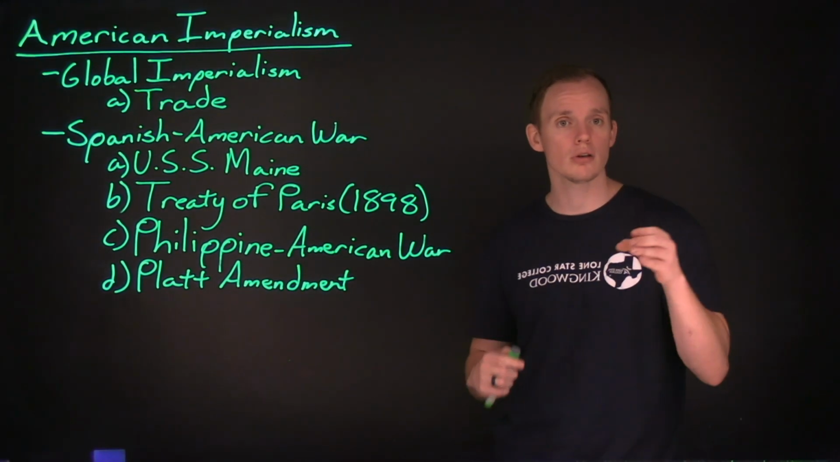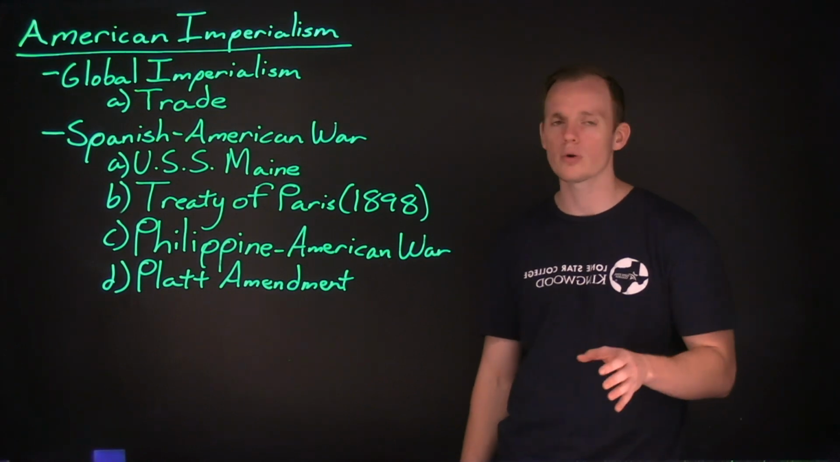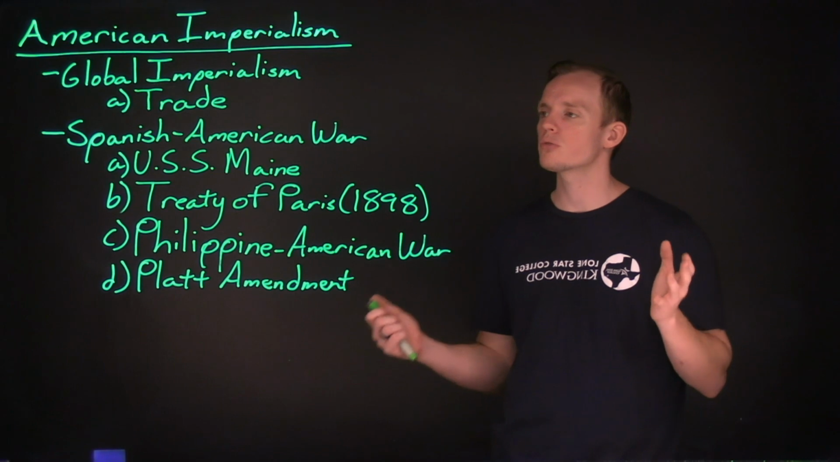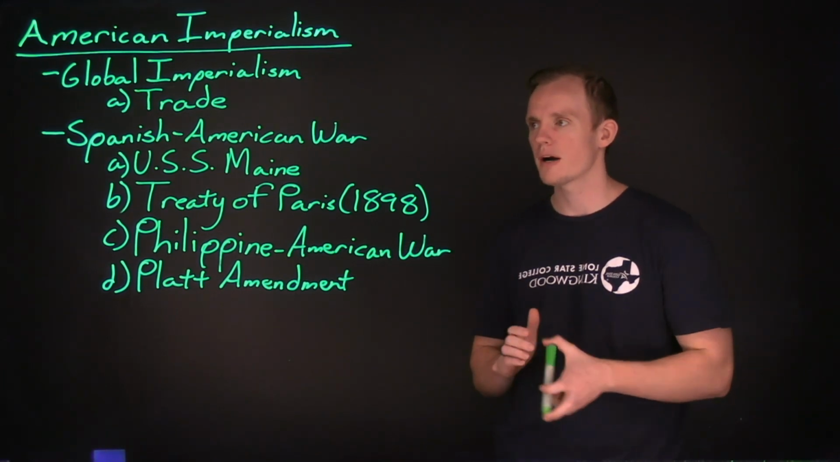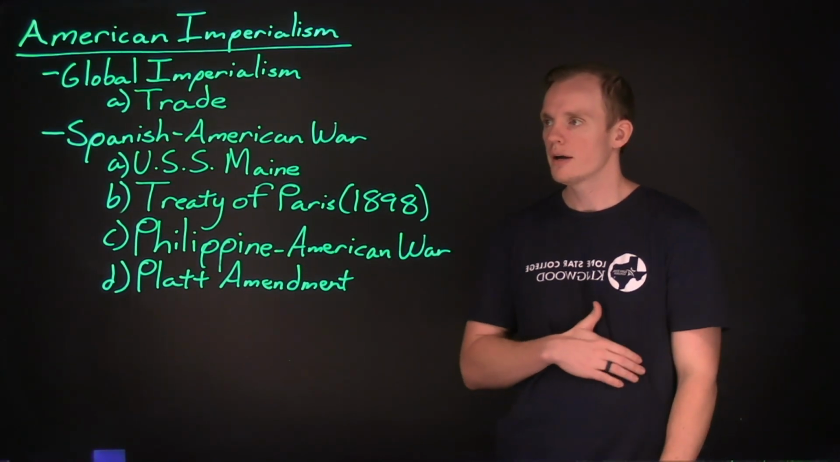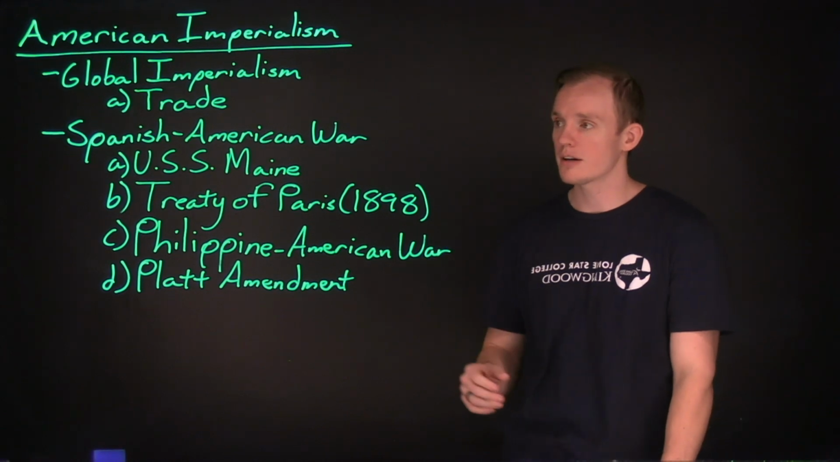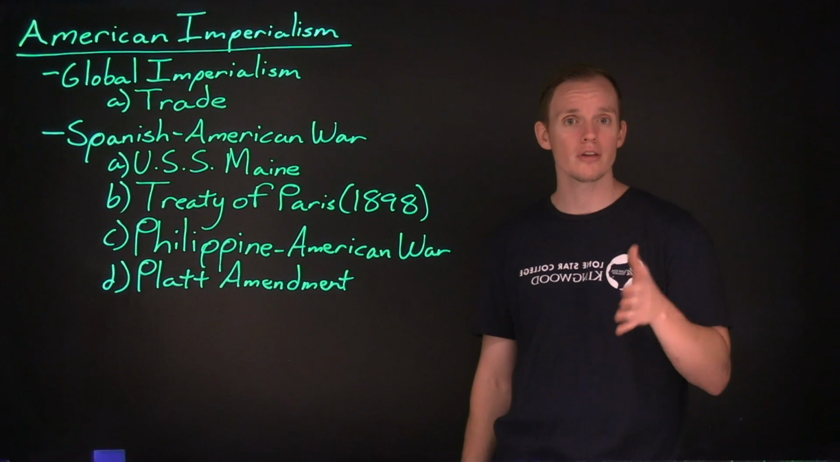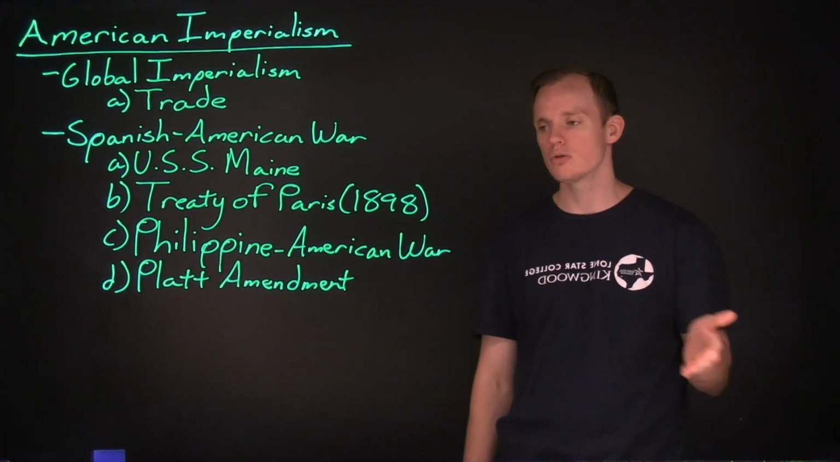Now, the U.S. will make slow territorial acquisitions over the course of the next couple of decades, but for the most part, the U.S. would acquire a large portion of its empire through the Spanish-American War. However, as America acquired its own empire, we'll see that it will become more active within foreign affairs as we enter the new century.